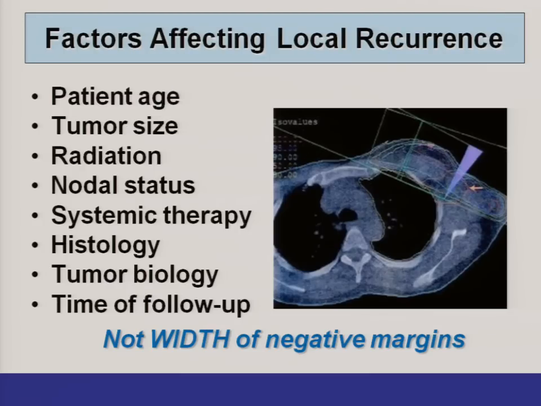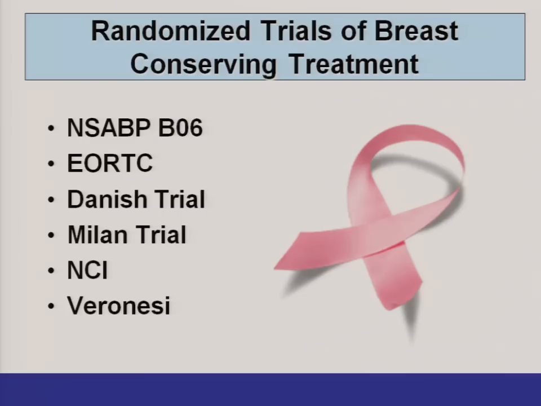A lot of factors decrease local recurrence, we've seen in this presentation, and Dr. Schnitt's: age, tumor size, et cetera, but not width of negative margins. Next. These are the randomized trials that showed breast-conserving therapy works. And I think we actually have level 1 data, prospective randomized data on the width of negative margins.